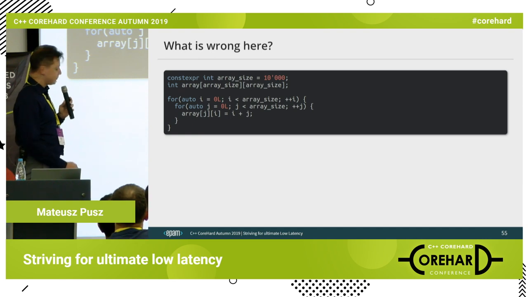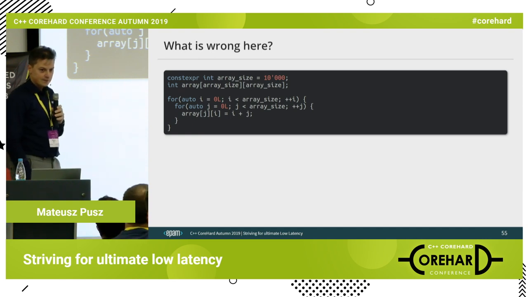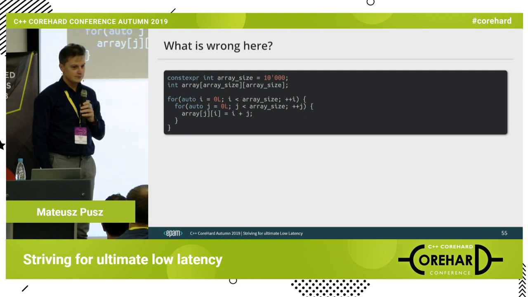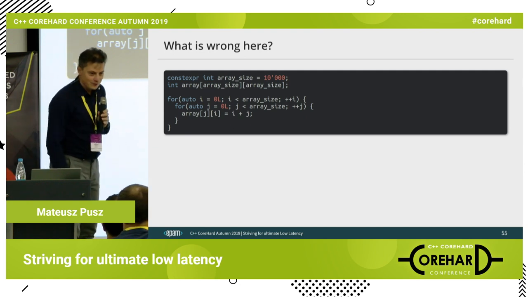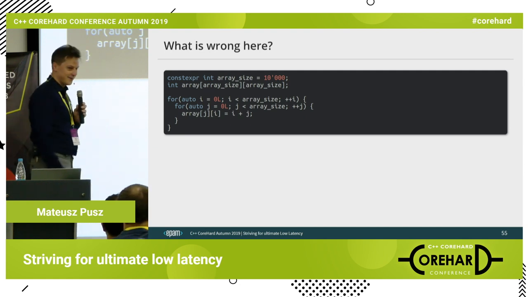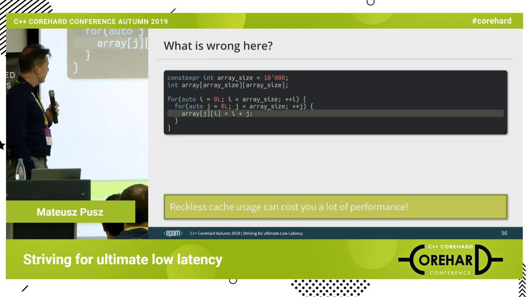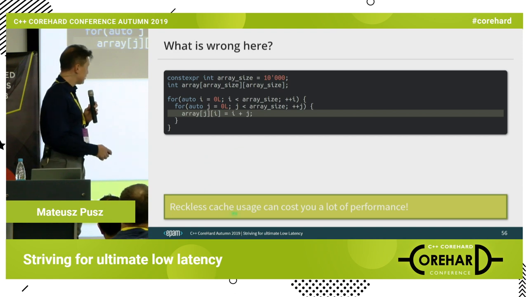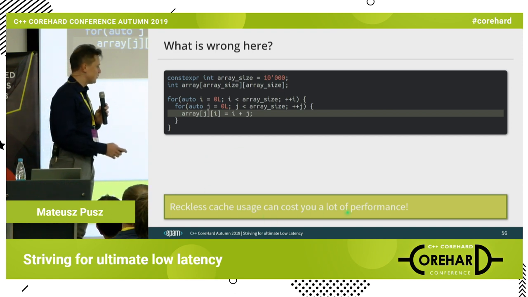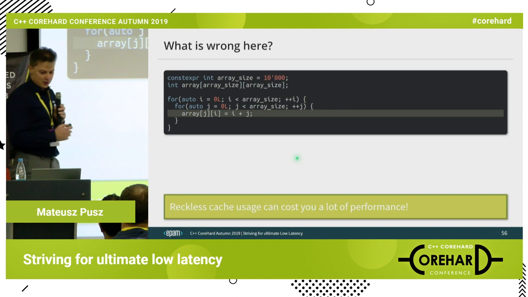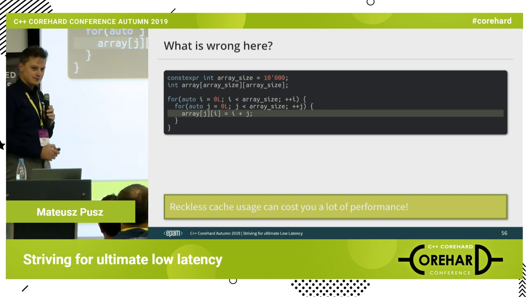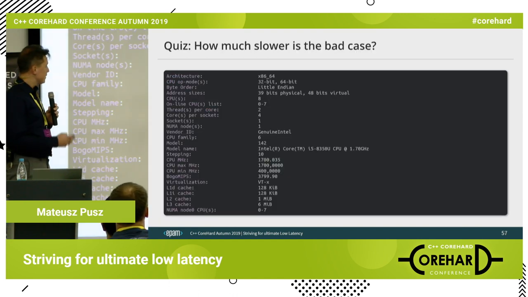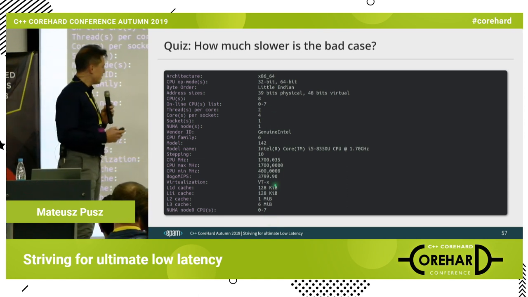Talking about performance, what is wrong here? Excuse me? Complexity? Cache friendliness, right? Reckless cache usage can cost you a lot of performance here. But do you know how much actually it is? This is my laptop, the one that I'm using right now. And how much slower do you think the slower case is?